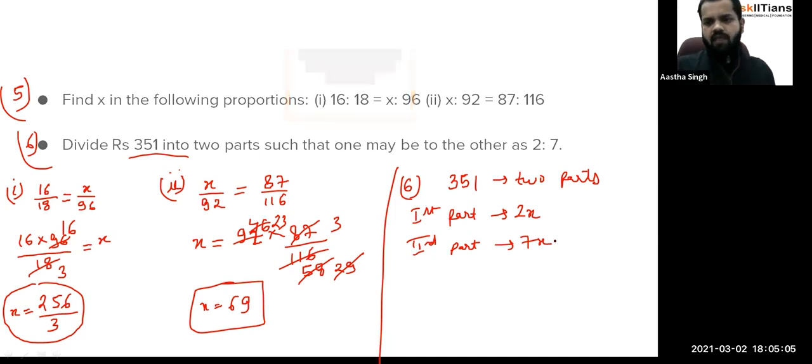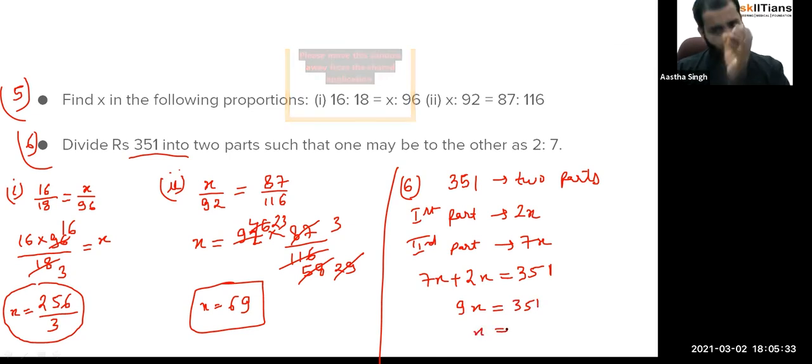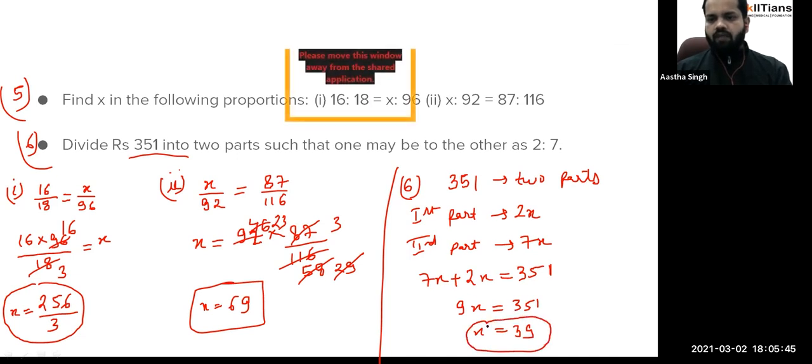Let the first part be 2x and the second part 7x. So basically, the addition of both parts will make 351. So your 7x and your 2x will be equal to 351. 7 and 2 add up to 9x, which is equal to 351. So x will be equal to 351 divided by 9. 9 3s are 27, and 9 9s are 81. X is equal to 39.